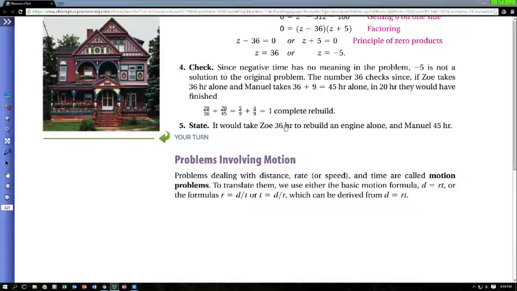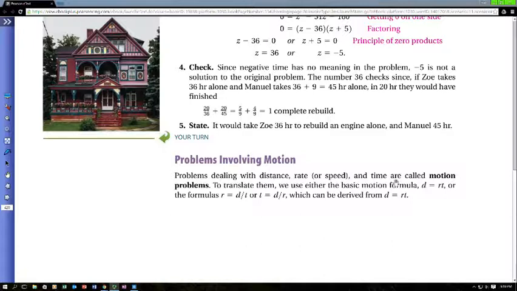Chapter 6, Section 7, Problems Involving Motion. Well, we're going to look at these types of problems in here with the other examples. I'll probably break these down into separate videos. So let's look at these motion problems.